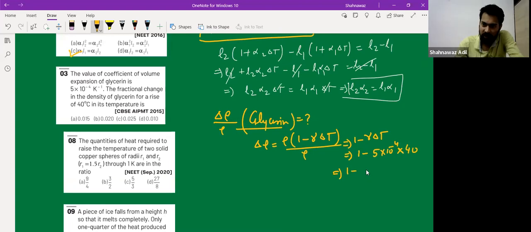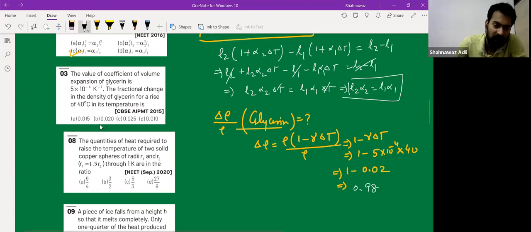1 minus 5, 4, 200. And this is how much? So this is 0.02, right? So this is 8, and this is what, 0.98. Did I do anything wrong here?